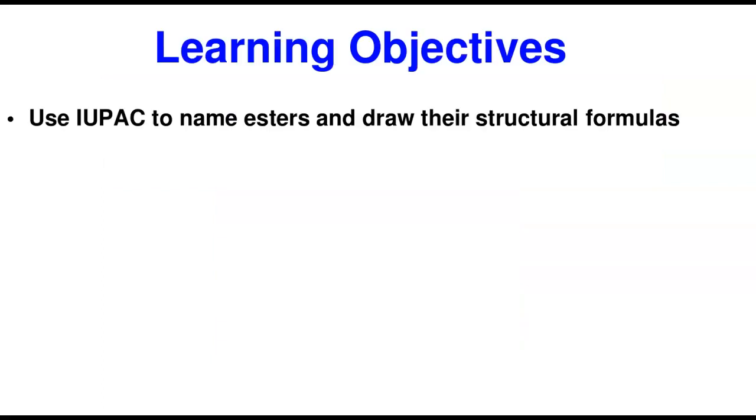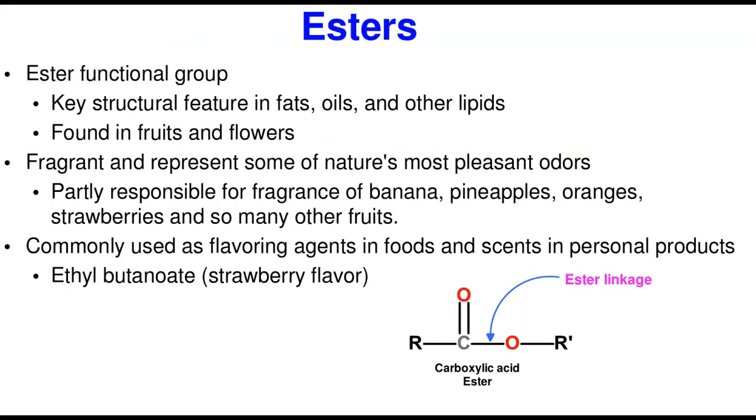Now, we have just one basic learning objective to address: how to name and draw the structural formulas of esters. So, our learning objective today is to use IUPAC to name esters and draw their structural formulas. That is just the basic thing we're going to be doing in this class. Let's take it off immediately.